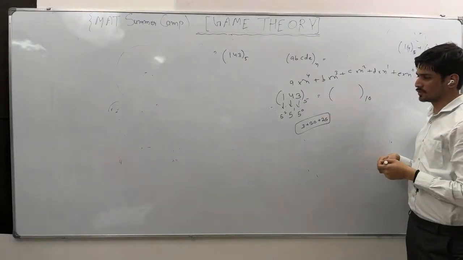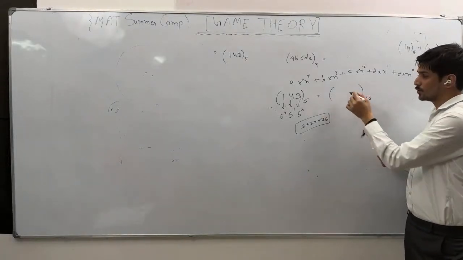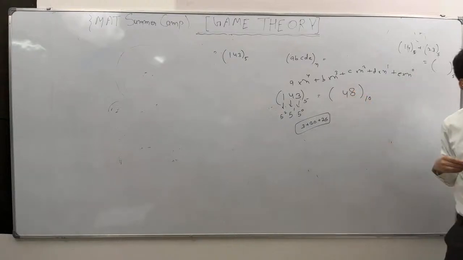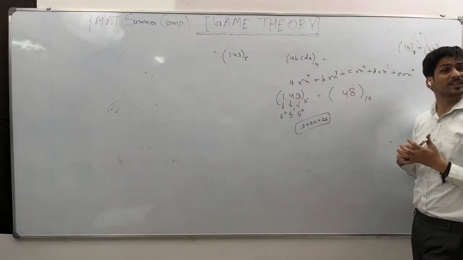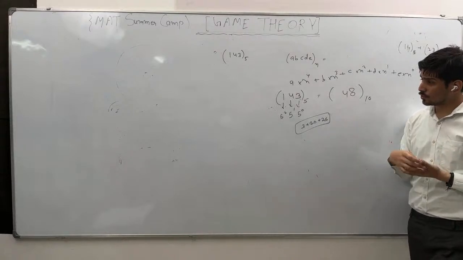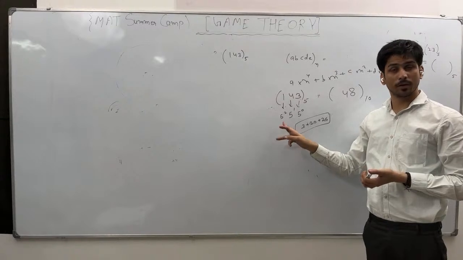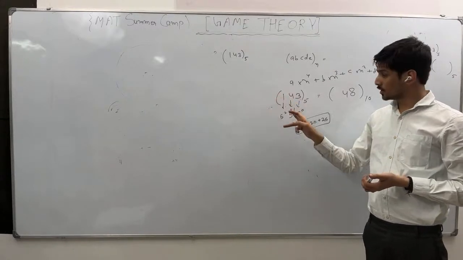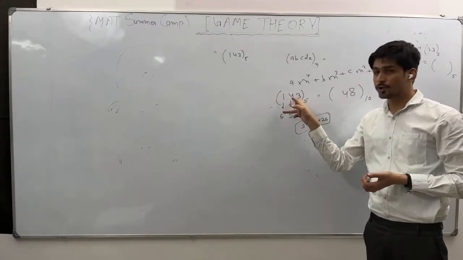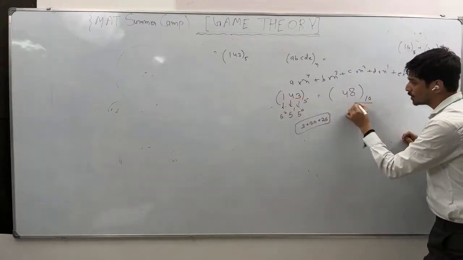What is the answer? 48, right? Yes. How? 5 power 0, 5 power 1, 5 power 2 is 25, 25 multiplied by 1. Then 5 power 1 into 4, 5 power 0 into 3. So you have got 48.